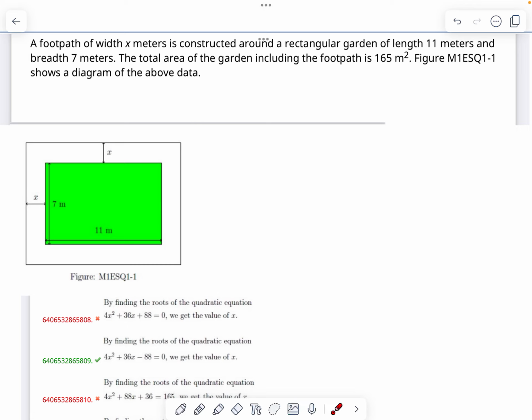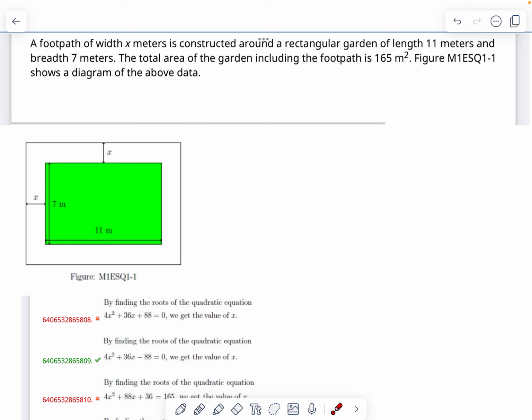Now going into the question, they are saying a footpath of width x meters is constructed around a rectangular garden. So this green field represents the rectangular garden, and surrounding this, in this distance, we are going to construct a footpath. The rectangular garden has length 11 meter and breadth 7 meter, and the total area of the garden including the footpath is 165 meters square. So the total area, length into breadth, is 165 meters square. Because it is a footpath around a rectangular garden, definitely it is also a rectangle, so no doubt in that.